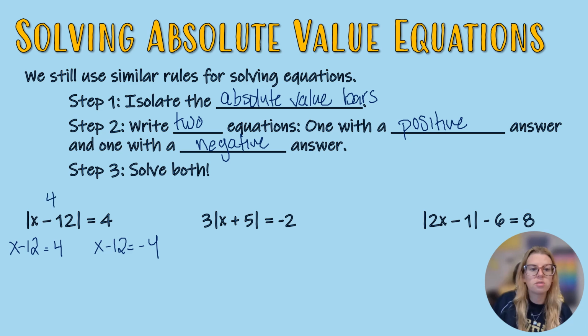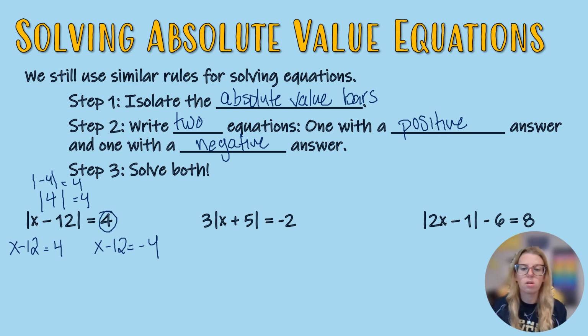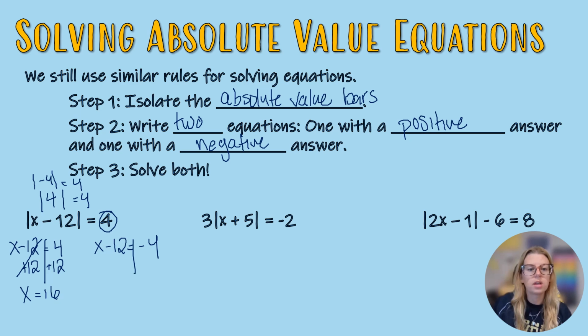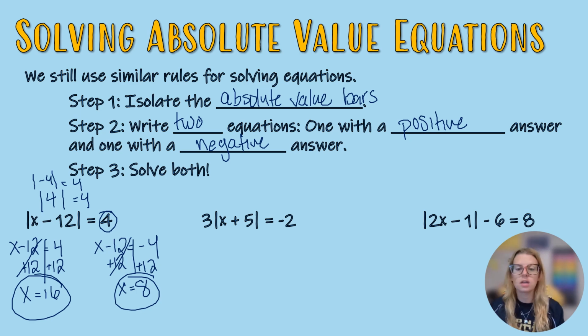Because remember, if I have a +4 inside these bars, I will get +4. And if I have a -4 inside these bars, I will also get +4. So as long as they equal +4 or -4, then we'll get a good answer. And then we're going to just solve both equations. I'm going to draw my line, add 12 to both sides. This is just a one-step equation. And I have x is equal to 16. Draw my line, add 12 to both sides. This one is -4, so -4 plus 12 is 8, which means that my answer is x equals 8 and x equals 16. So I'm going to have 2 answers for absolute value equations.